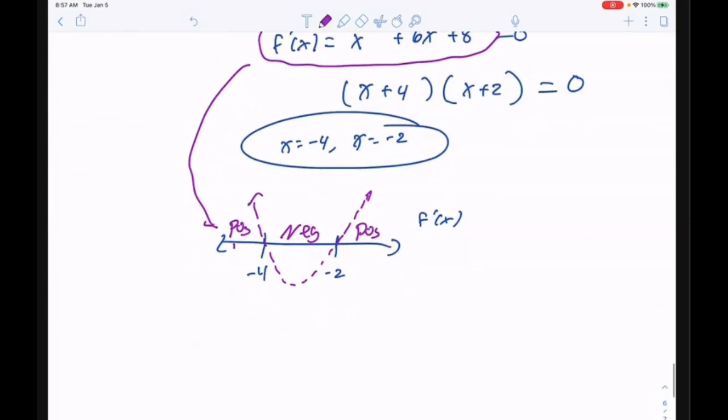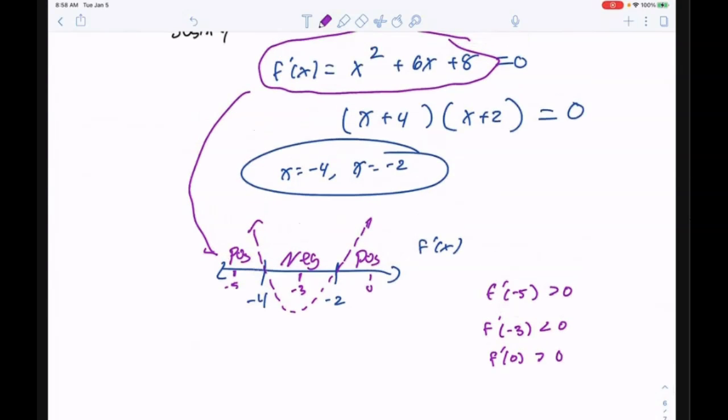If you don't feel comfortable doing that, then you can pick some points inside here, and you can find f prime of negative 5, f prime of negative 3, and f prime of 0, and you will get something that's greater than 0, less than 0, and greater than 0 again, if you want to just plug it in analytically. But if you want to just graph f prime on top of your sign chart, for these ones, like I said, they're not going to get any harder than these ones right here for now. It's the same way we did the function analysis for the other ones.